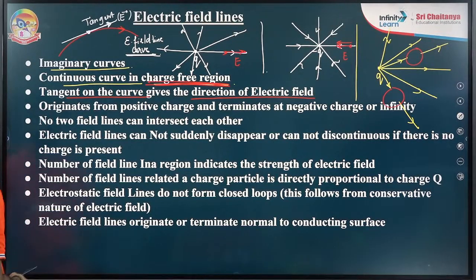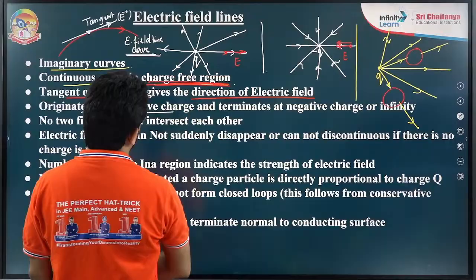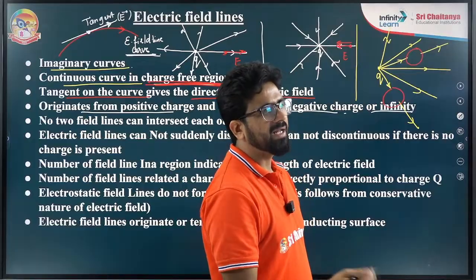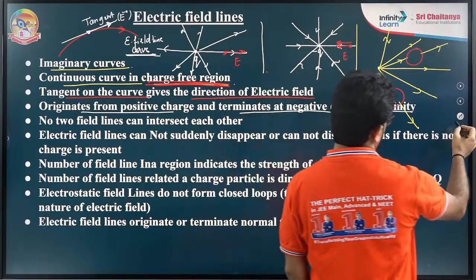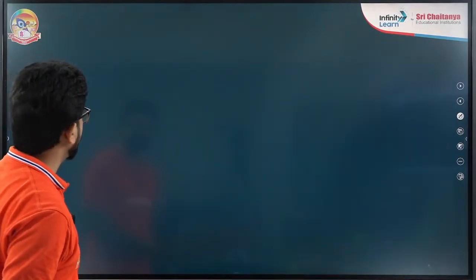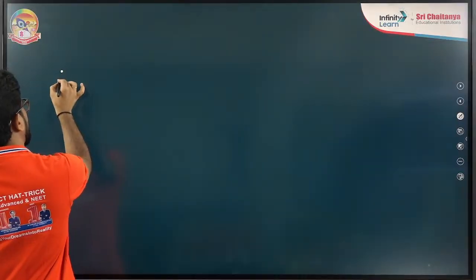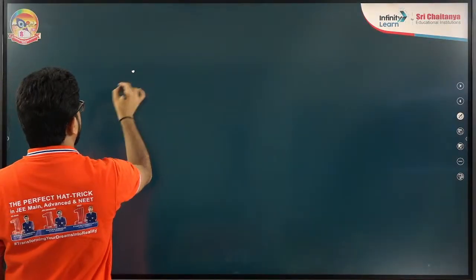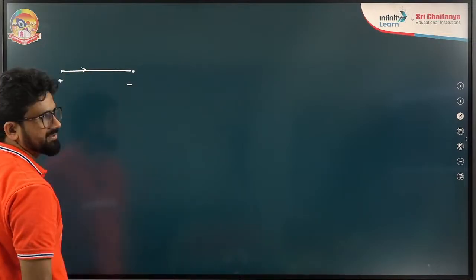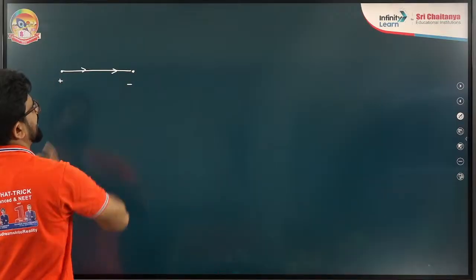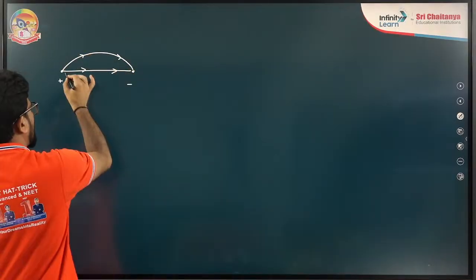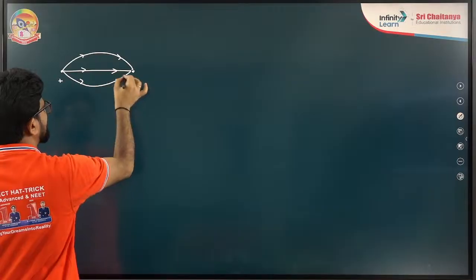Now listen carefully. Electric field lines originate from a positive charge and terminate on a negative charge or at infinity. Suppose this is a positive charge and this is a negative charge. So the electric field line originates from the positive charge and terminates on the negative charge like this, or starts from the positive charge and terminates on the negative charge like this.